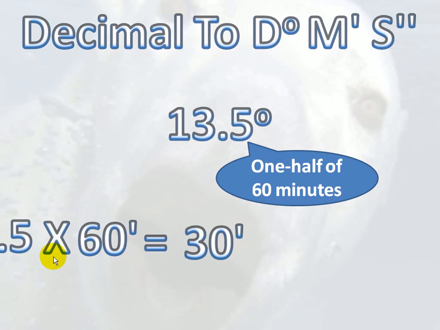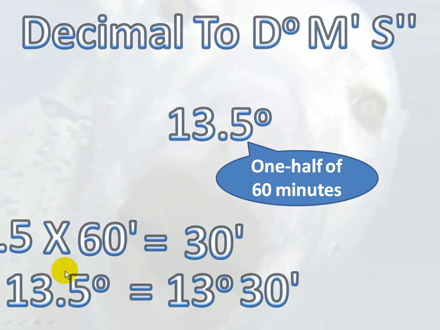So this could be written as 13.5 degrees is 13 degrees and 30 minutes. So notice what we did. We took the decimal part and just multiplied it by 60.